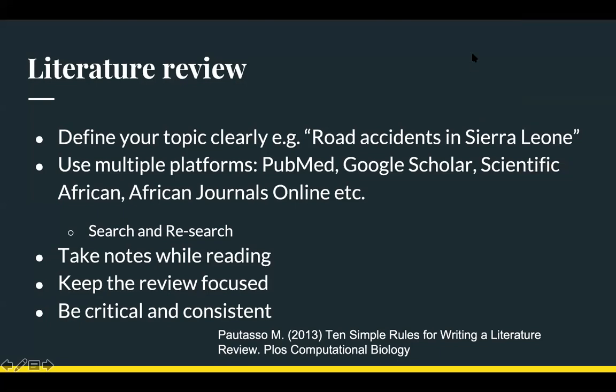You also want to search and research. Sometimes you do your initial literature review, and if it's in a space where people are constantly publishing, and also when you write your paper, it's important for you to state when your search happened. You can say, I conducted my search from August 1st to August 3rd, so that the journal and the reviewers know that if something else happened after that, it was not captured in your search.